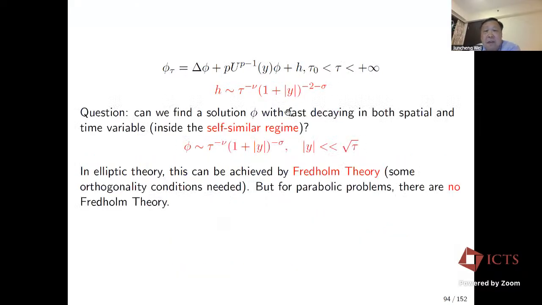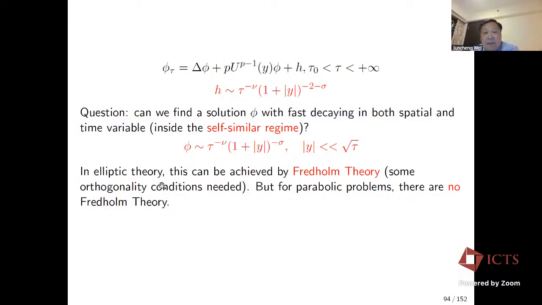Okay, so the question is, can we find a solution with fast decay in both space and time, so that phi also has decay in time and space. But we only require this in the self-similar regime, because away from the self-similar regime, we don't care. Okay? So when y is greater than square root of tau, we don't care.